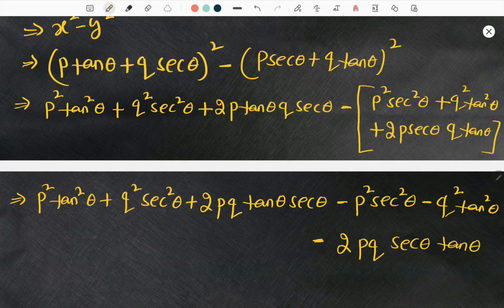Alright, now look at these two terms, 2pq tan theta secant theta, and this is minus, here plus is there and here minus is there.